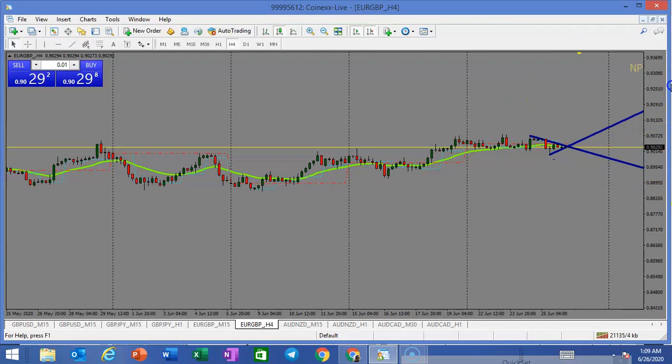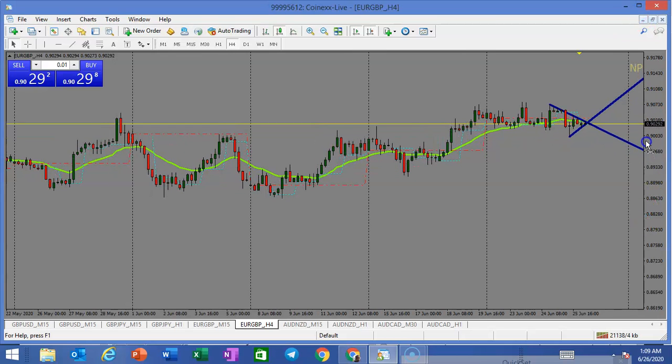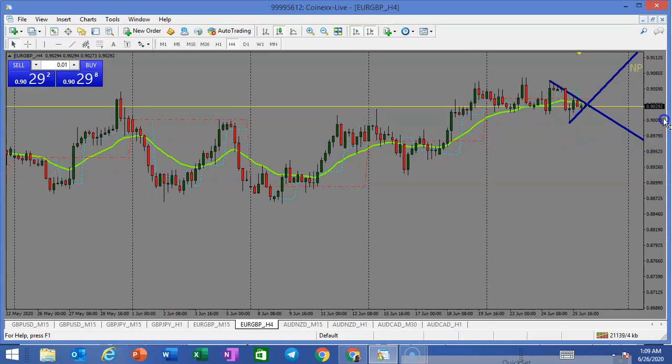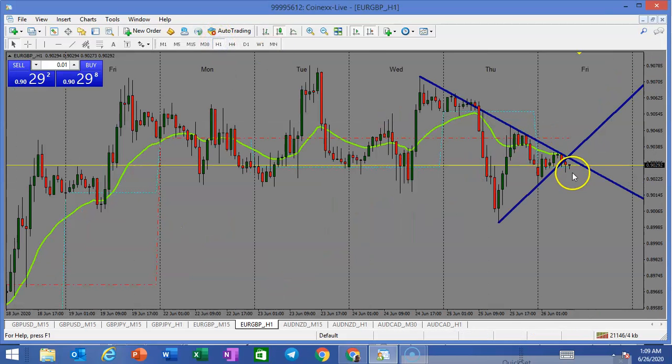What's happening on the 4 hour? So is this a break? I wouldn't say that it's a breakout just yet. I've got to see some more action. This could be a breakout.